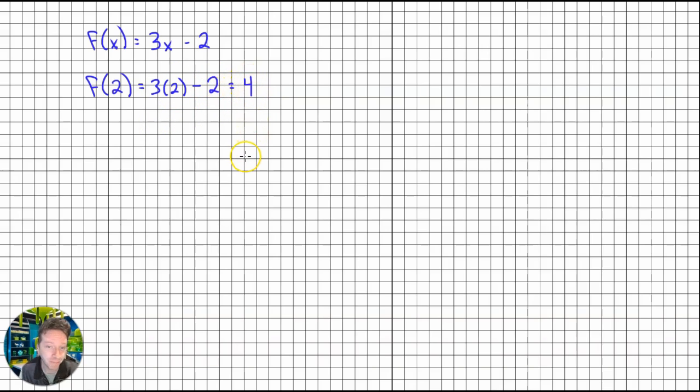So that's an output. But what if I wanted to figure out what the original input was given an output? So, for example, what if I told you the output was 4, and I wanted you to tell me what the input was? To do that, we're going to need an inverse function.